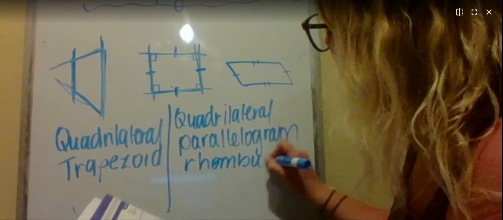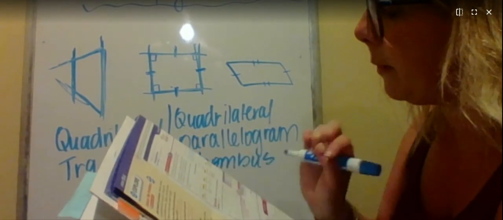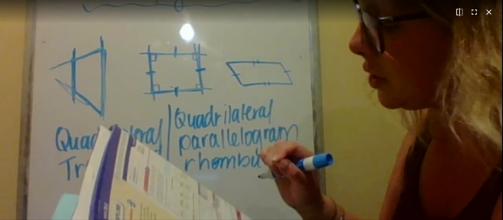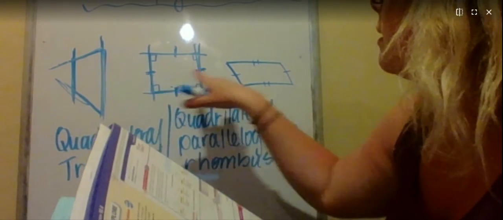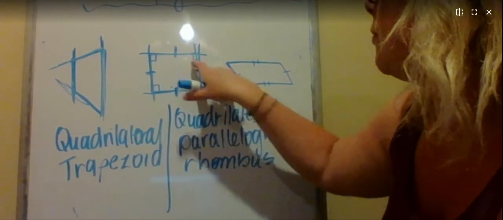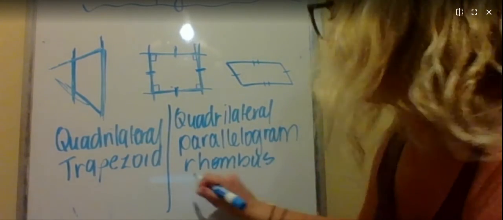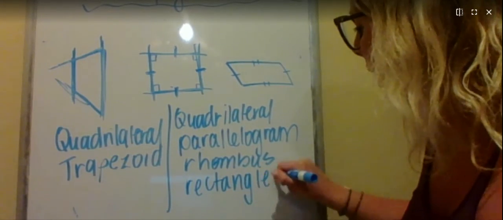Rhombus. All right, let's try a rectangle. Okay, a rectangle has two pairs of parallel sides. We already knew that. We got that checked off. Two pairs of sides of equal length. Yes. Okay. And four right angles. Yes, here we go. Right angles. So it's also a rectangle. Look at how many different ways we can classify this one shape.